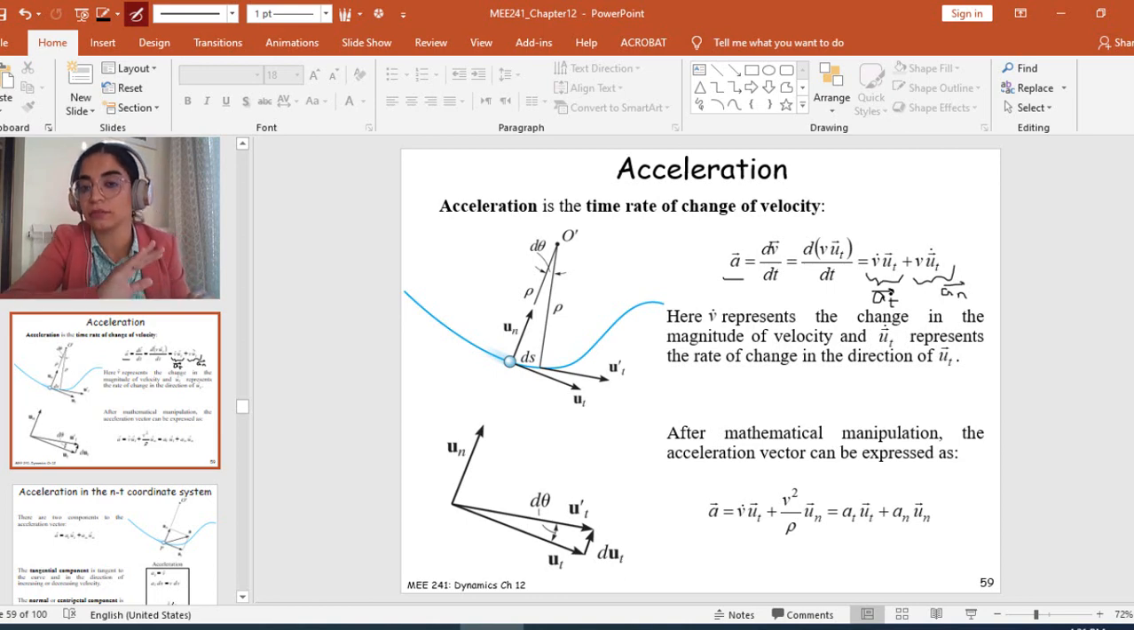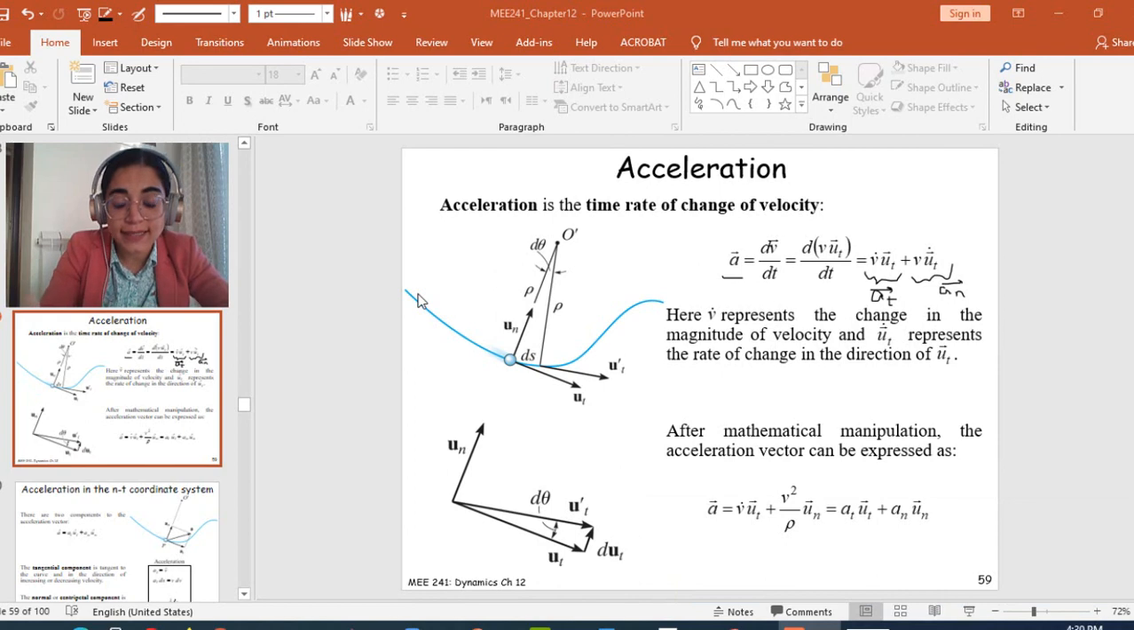So how can I directly guess that this one is in the normal direction? Because in fact, guys, I know that the derivative of any vector is orthogonal to this vector. So it is perpendicular to the tangential ut, or to the tangential direction, and that's why it has to be in the direction of un. Let's now find what is the value of an, or what is the magnitude of the normal acceleration, by finding out what is v ut dot.